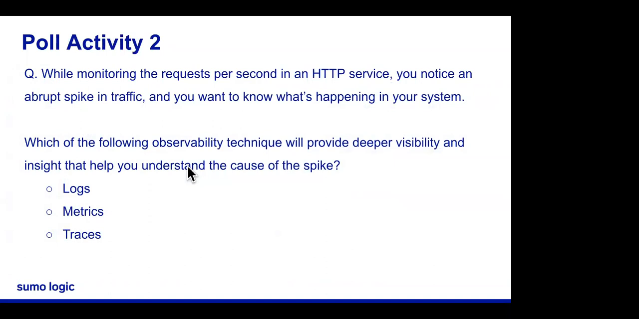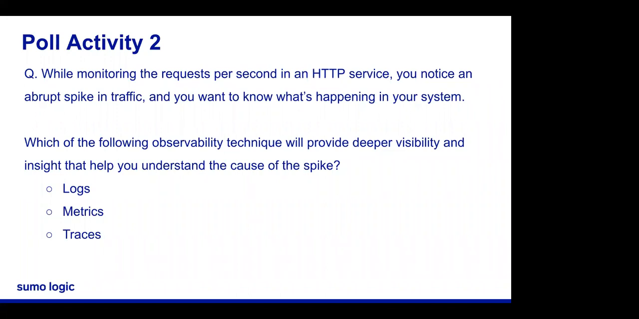Great. Now, this one we haven't talked about yet, but we're going to lead into it. In monitoring the requests per second of an HTTP service, you notice an abrupt spike in traffic, and you want to know what's happening to your system. When you're seeing the abrupt spike in traffic, that quantitative value, which of the following observation techniques is going to help you understand the cause of the spike? Now, I realize that when I say understand the cause of the spike, you're going to naturally gravitate to logs.